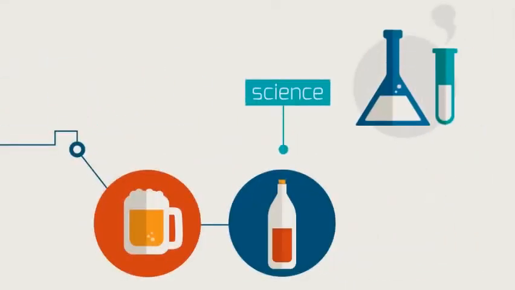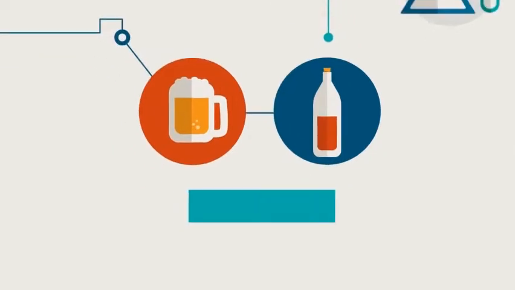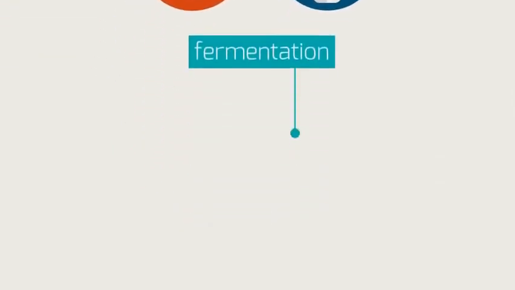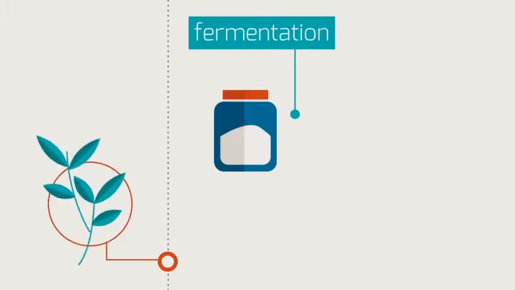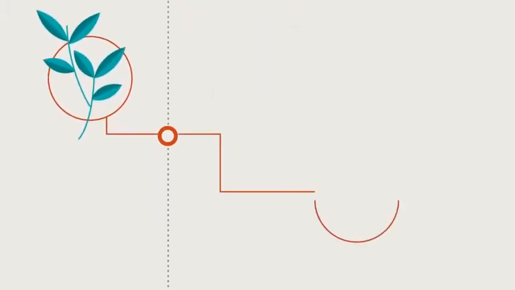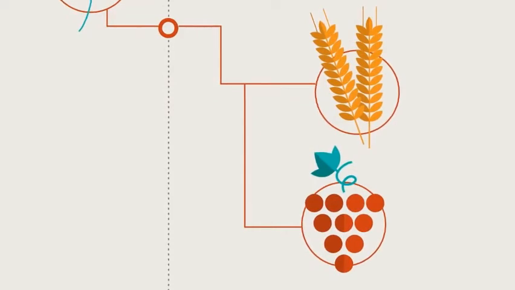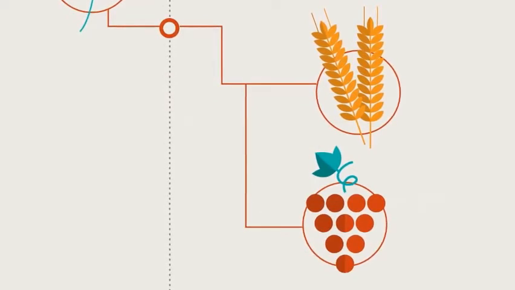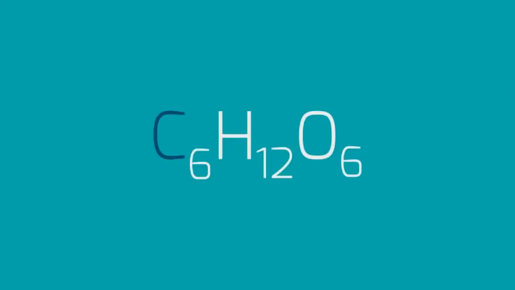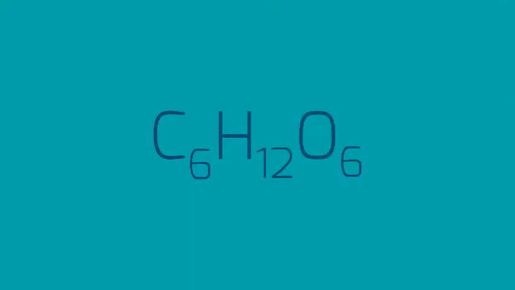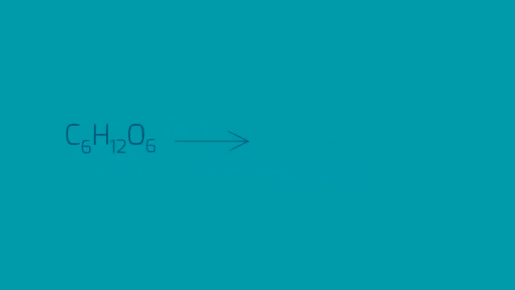The process for making alcoholic drinks is called fermentation. The reactant in fermentation is sugar. It comes from natural plant extracts, barley in beer making, and grapes in wine making. These sugars have the general molecular formula C6H12O6. Fermentation converts them into ethanol and carbon dioxide.